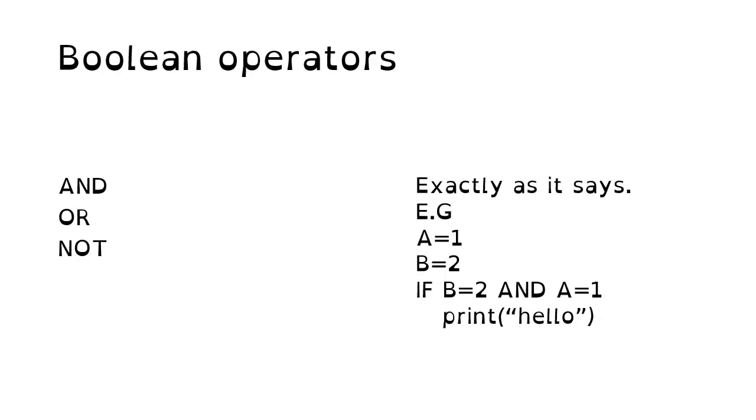We have Boolean operators. These are also known as logic operators. We can utilize them to put together different conditions. So we can add two conditions together with an AND. We can use an OR condition to say you can have either of the two conditions which you specified. And we can have a NOT to say it cannot be a certain condition. In the example on the right, we have A is equal to 1, B is equal to 2. If B is equal to 2 and A is equal to 1, we'd have the word hello printed. In this example, hello would be printed as they are correct.